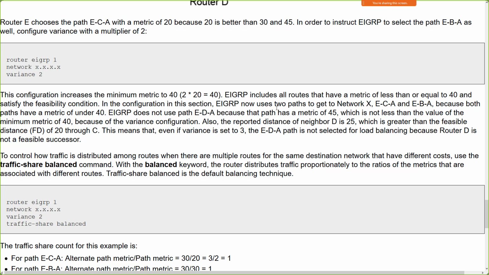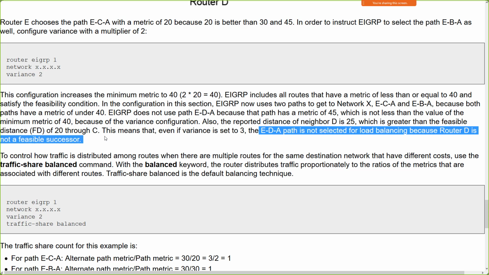The reported distance, remember, of that neighbor is 25, so that doesn't meet the feasibility condition. And that's what they're saying here in this last part of the paragraph. EDA is not selected in load balancing because router D is not a feasible successor.